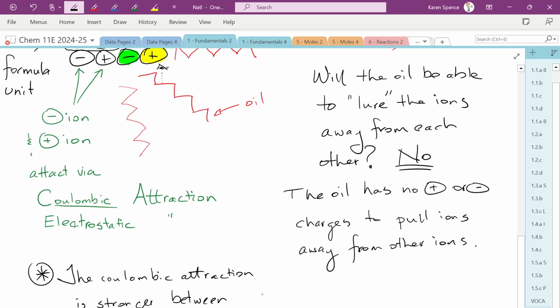Between two ions, that's an ionic bond, and that is caused by coulombic attraction. IMFs are also caused by the attraction between positive and negative, so those are also coulombic attractions. Oh, so IMF is a type of coulombic attraction. Yes, IMFs are a type of coulombic attraction. Ionic bonds are a type of coulombic attraction.